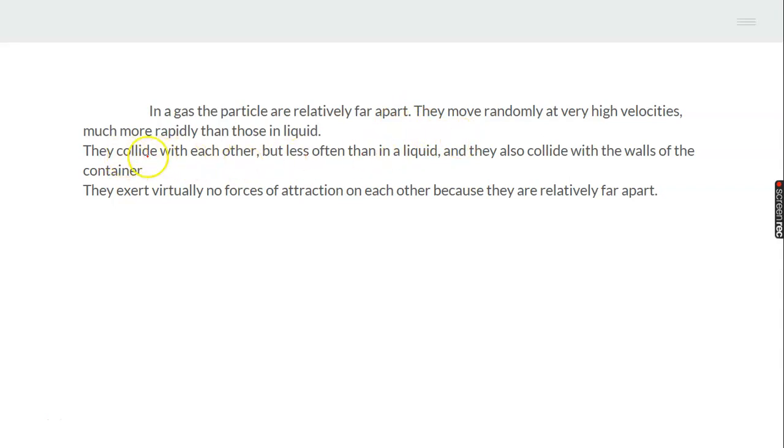So they collide with each other, but less often than in a liquid. Less often because they have space in between them. They are not together, so they can't bump into each other. Each particle can move freely because of space in between them. And they also collide with the walls of the container, and with each other, but not as often as in the liquid case. They exert virtually no force of attraction. That means the force of attraction holding them is so minute, so small compared to liquid or solid.